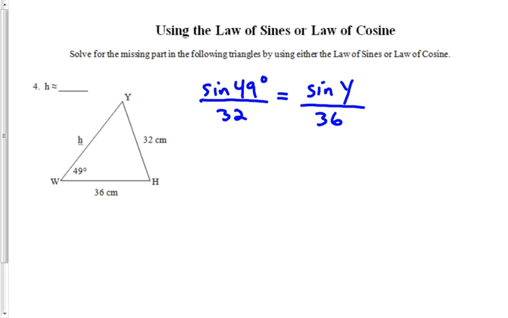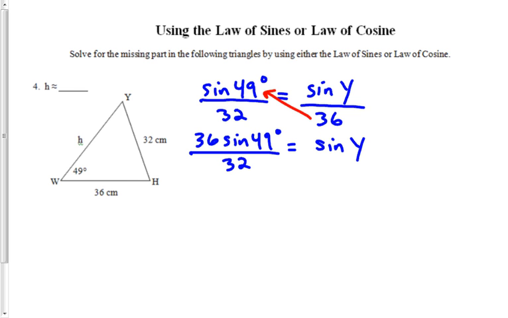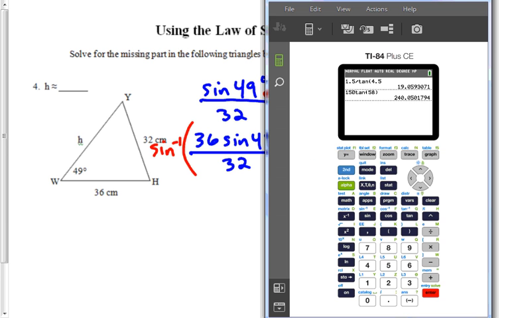So let's use the law of sines here to find Y. So I'm going to multiply 36 times the sine of 49 degrees over 32. So I'm going to do this part of the cross multiplication, and I'll get 36 sine 49 degrees over 32. And that's going to equal the sine of angle Y. Now I have to use the inverse sine of both sides. And that will get me angle Y by itself. So I can plug that into my calculator.